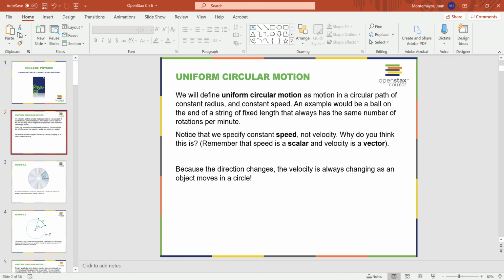But first, we will define uniform circular motion as the motion in a circular path of a constant radius and constant speed. An example would be a ball on the end of a string of fixed length that always has the same number of rotations per minute. Notice that we specify constant speed and not velocity. Why do you think this is? Remember that speed is a scalar and velocity is a vector. Well, because the direction changes and the velocity is always changing as the object moves in a circle. So because of that, we have to bring in some circular path formulas so we can also talk about our velocity in a different sense.